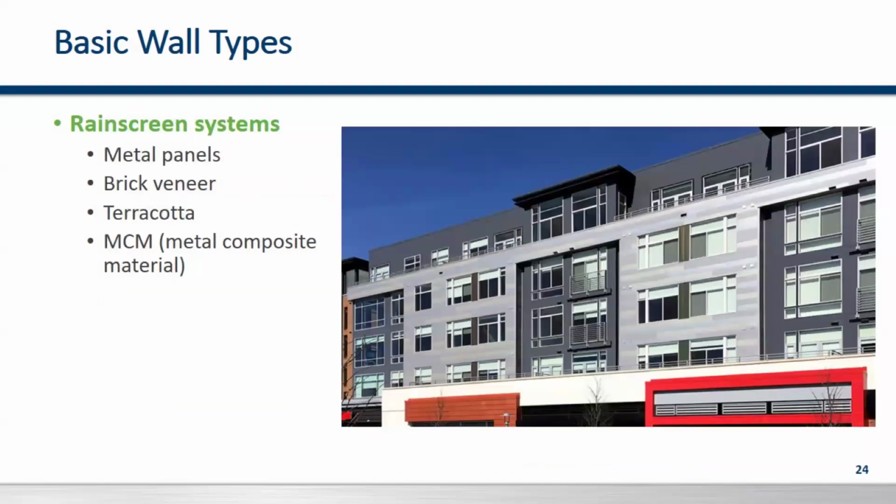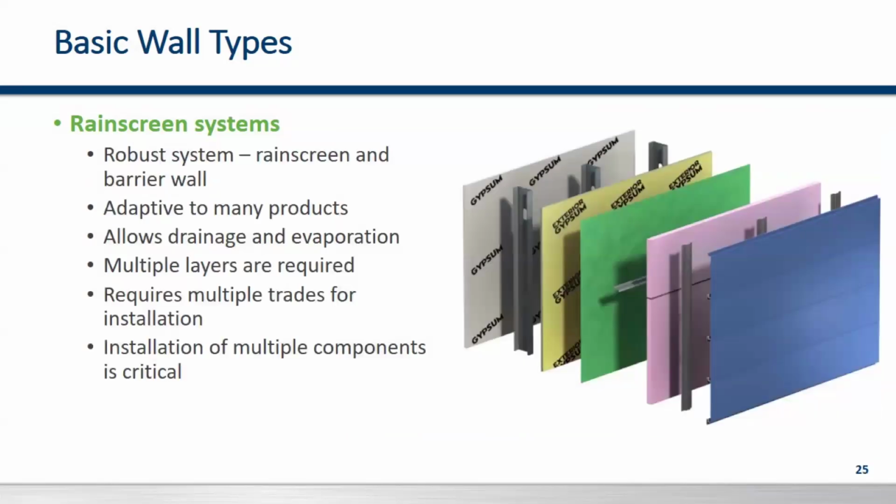The next type of system, which is very common and one of the most widely used because of its performance, is a Rainscreen system. Now, a Rainscreen system is a moldable component system that creates that perfect wall. But on the exterior, you often have metal panels, brick veneering, terracotta, and MCM composite materials. Now, these robust systems are moldable component and are adaptive to using moldable materials. Like I said, brick can be one, MCM panels, single skin metal panels.